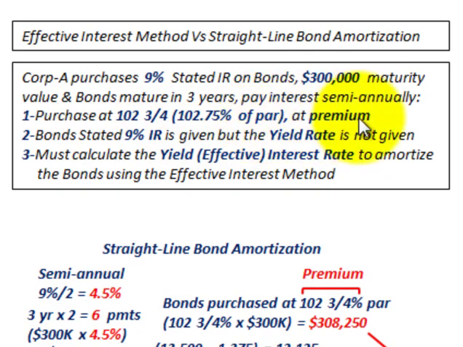102.75% of par, so they were purchased at a premium here. So the company would have had to pay more here for the bond when they bought it than what they're going to receive here at maturity of $300,000.